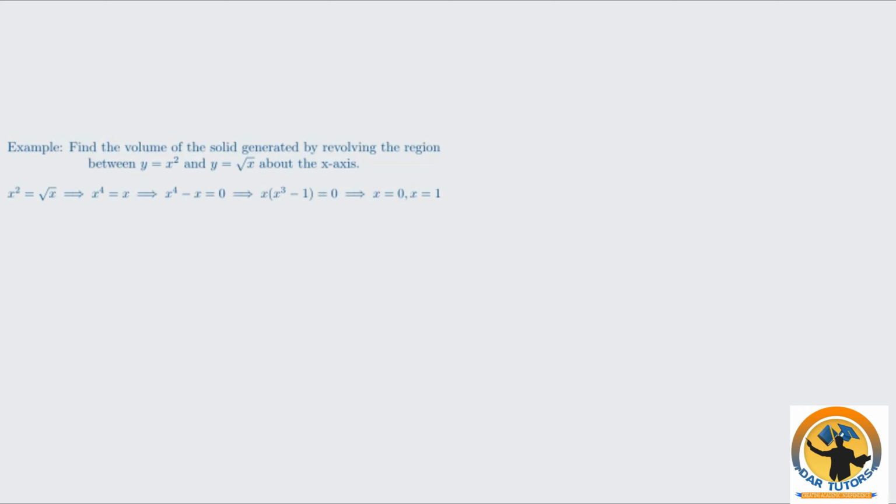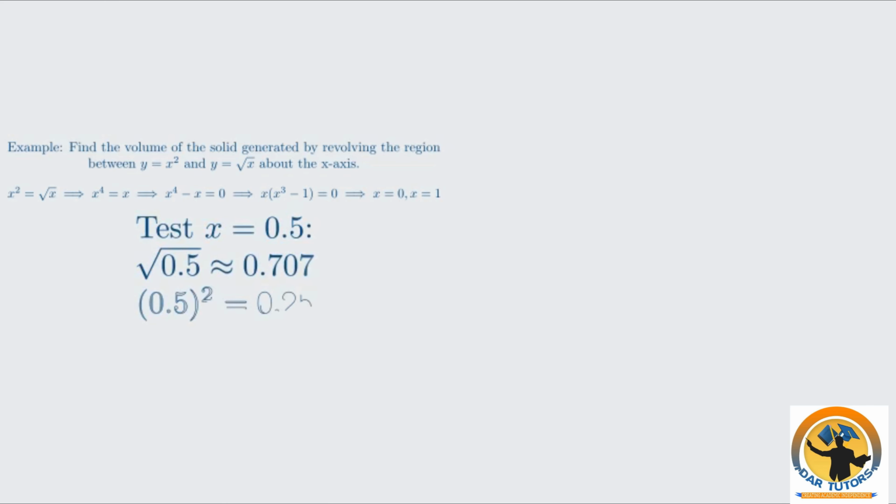We can test a point, say x equals 0.5. At x equals 0.5, the square root of x is about 0.707, and x squared is 0.25. Since 0.707 is greater than 0.25, the square root of x is the upper function, and x squared is the lower function. Now we can set up the integral using the washer method formula.